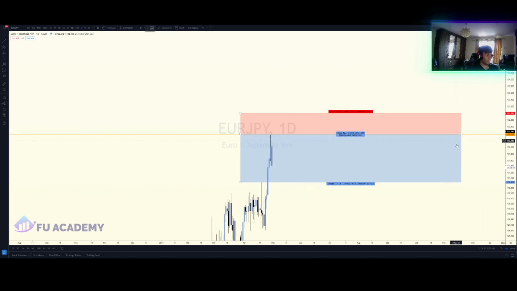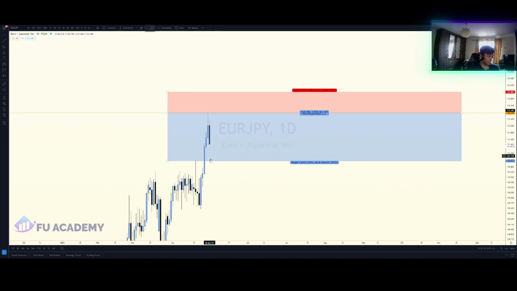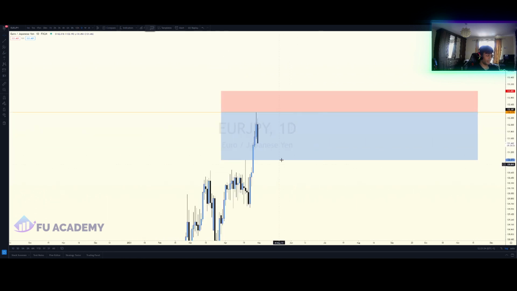So as I said, my first take profit would be this imbalance right here. Price is heading towards there, nearly hits it anyways. So this trade would only be a 2-to-1. This is the problem right here. I do not want to take a trade like this.